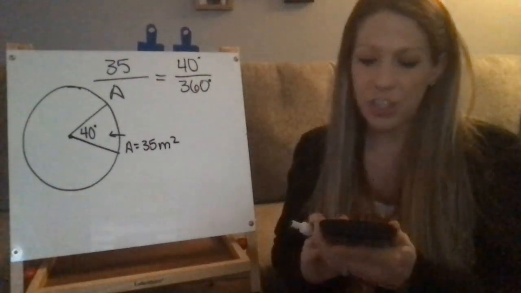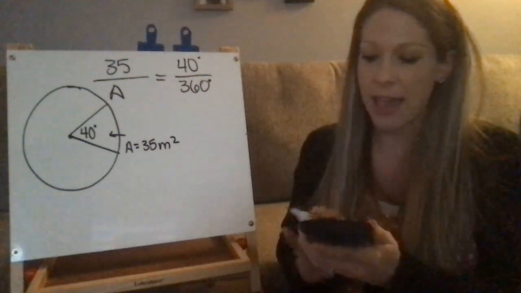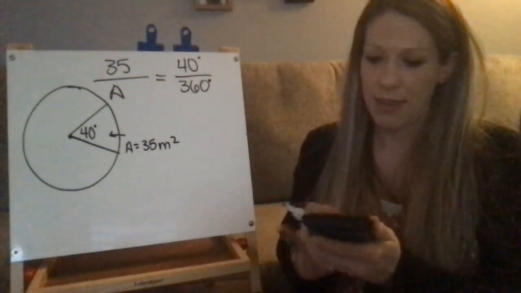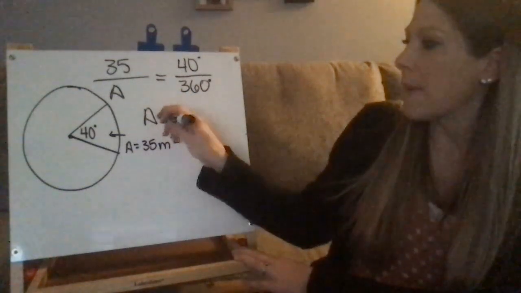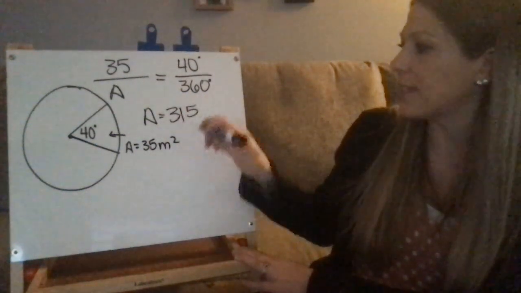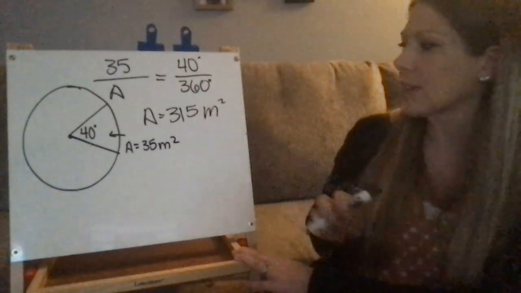And of course we know the whole circle is 360 degrees. From here, we just cross multiply and we get that the area of the whole circle must be 315 meters squared.